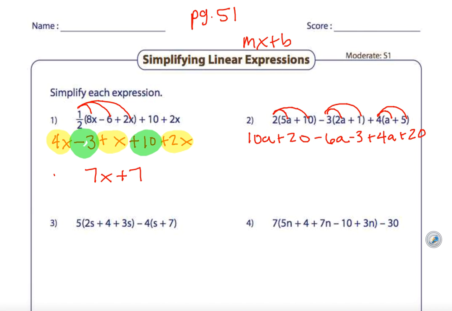At that point, you would need to put your like terms together. So your a's would all go together, and then your constants would all go together. And so you would say 10a minus 6a would make 4a, plus another 4a would make 8a. 20 minus 3 would make 17, plus 20 would make 37.